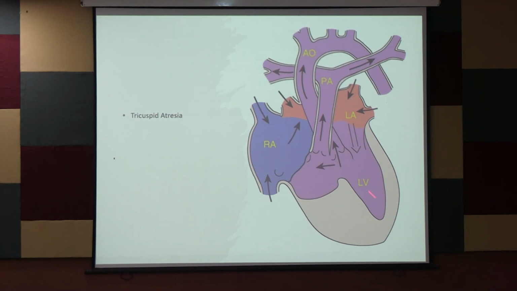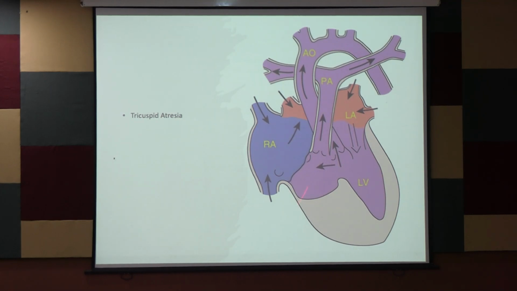Mitral valve, the left atrium to left ventricular valve, and this valve is normally actually the tricuspid valve. But here the valve is not open. Here the valve is open, but here the valve is not open. It is an atretic valve. Atresia is there.